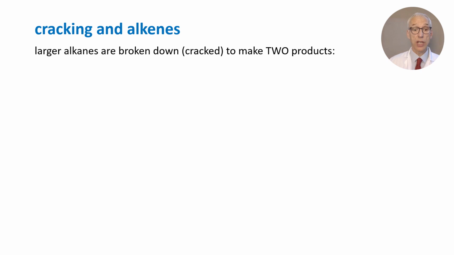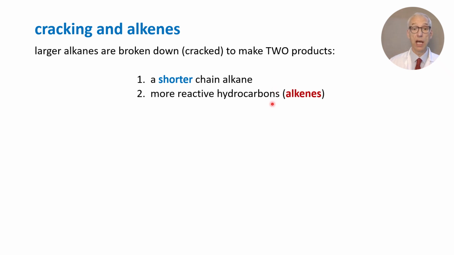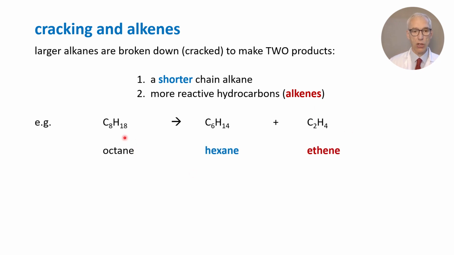Larger alkanes are broken down or cracked to make two products. The first one, a shorter alkane. The second, a more reactive form of a hydrocarbon called an alkene. So this equation takes octane to form hexane and ethene. So octane is cracked to form hexane and ethene, the alkene.